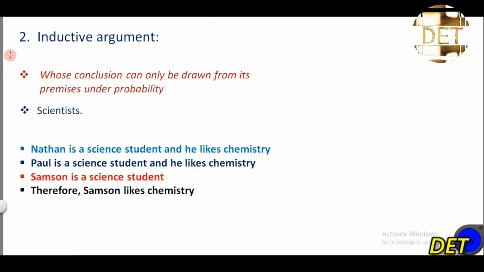So let's look at the next type of argument that we have, which is the inductive argument. An inductive argument is a type of argument whose conclusion can only be drawn from its premises under probability, right? And this is what scientists use in deducing their laws.